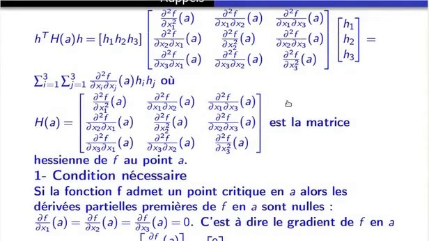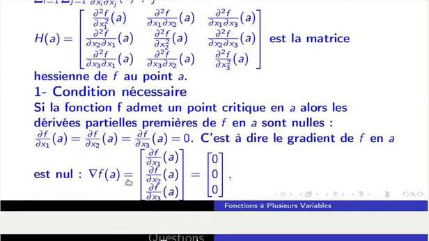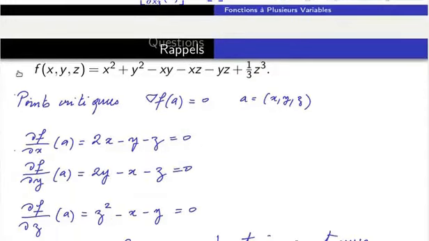So to begin the study of extrema, we first need a necessary condition. To have an extremum at a point a, this point must first be a critical point or a stationary point. It is a point where the first partial derivatives are 0, or the gradient is 0. So we will start by looking for the critical points of f, or the points where the first partial derivatives of f are 0. Let's take f again: x² plus y² minus xy minus xz minus yz plus 1/3 z³.